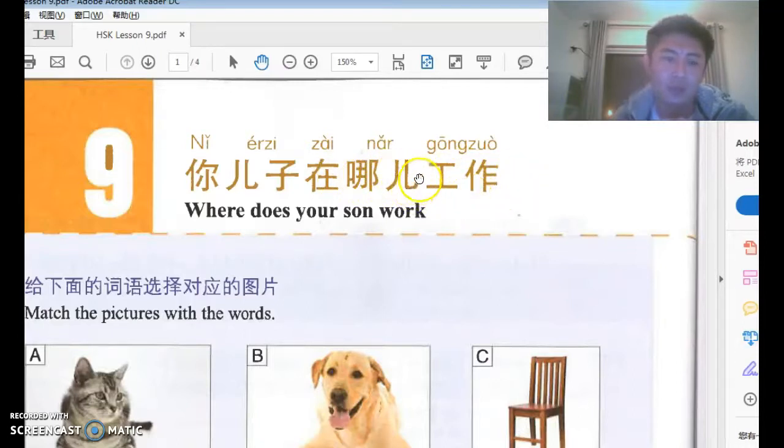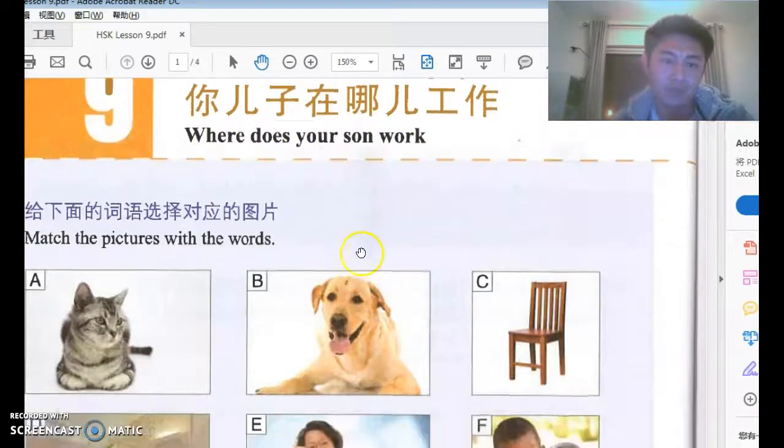And from this topic, we have one very important grammar point, that is the location before action. 工作, to work, is the action. I work in a hospital. I work in Beijing. I work in Ireland. Then the location needs to be placed before the action. So 在哪儿 you at where work, or your son in where work.